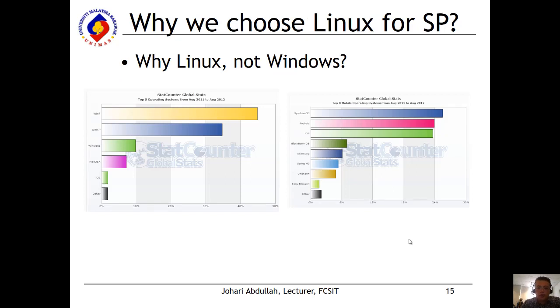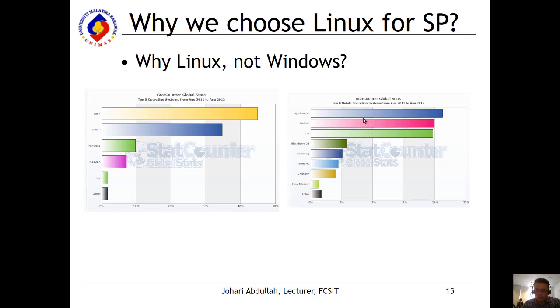Why Linux, not Windows? Even though, as I mentioned, the percentage of usage for Windows is actually quite high, around 94%, 93%, Linux still has a lot of usage in certain areas. Now, if you look at this statistic, it's actually a very old statistic. I haven't got time to update this. Windows is still very high compared to others. And we have mobile operating systems as well. And of course, now Android is actually the highest. During this time, 2012, Symbian, which is from Nokia, if I'm not mistaken, was the highest.